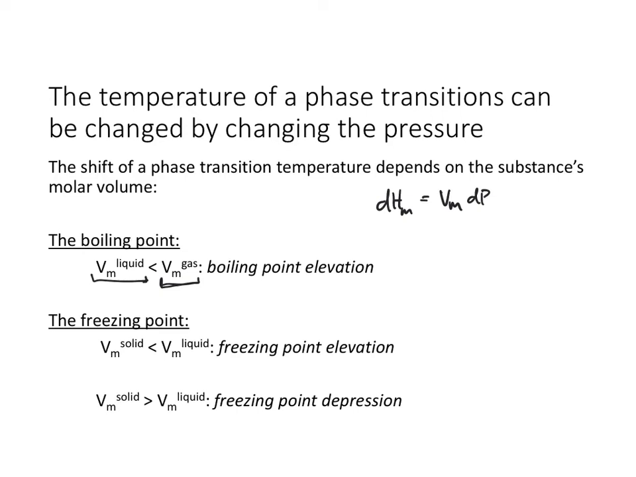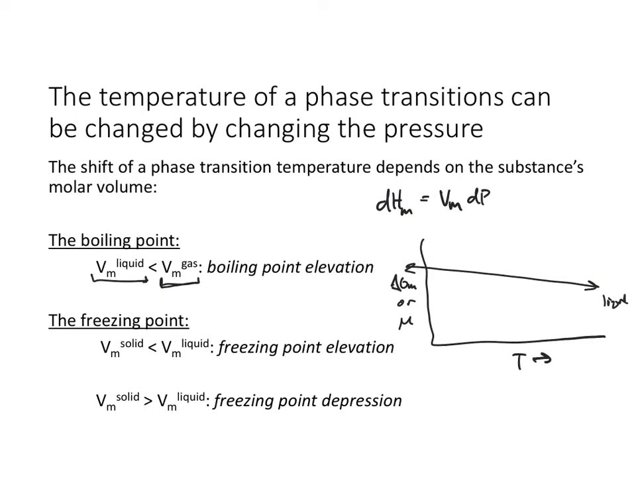And since the Gibbs free energy is proportional to the enthalpy, an increase in enthalpy is going to result in an increase in the Gibbs free energy. So now let's make a plot where down here we've got temperature, and over here we have the molar Gibbs free energy, or the chemical potential. Let's have a curve here that represents the liquid, and then we can have a curve here that represents the gas.